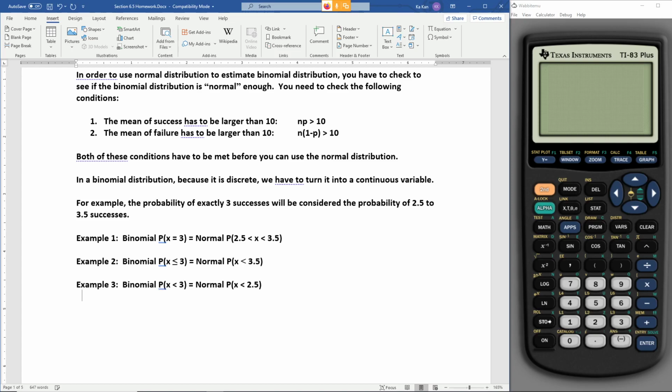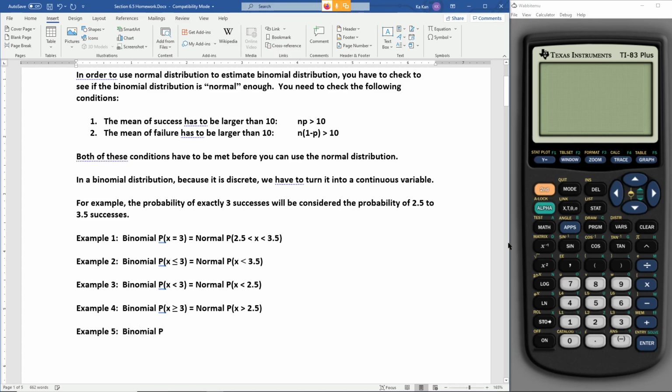Right? So same thing if I say binomial, say P x greater than or equal to 3. Then you have normal probability of x bigger than 2.5. Why is that? Because you're now considering not just 3, but the range is 2.5 to 3.5. So you have to go from 2.5 and above. Then the last example, of course, is 5.